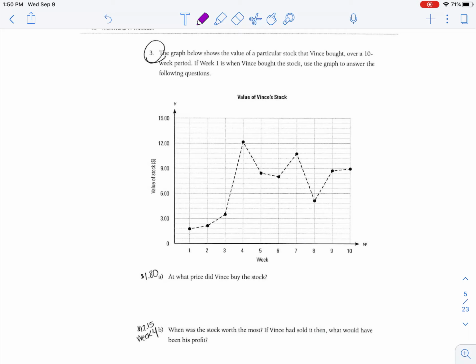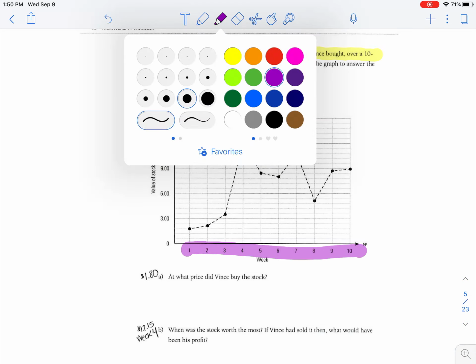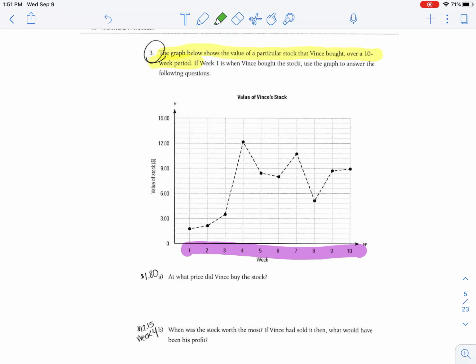Okay, so always analyze what the question is asking you and then analyze what this graph is. So first off, the graph below shows the value of a particular stock that Vince bought over a 10-week period. So let's make sure that's true. As you can see on the bottom here, this is in fact a 10-week period, okay? Then the value of that stock is on the left-hand side here, okay? So let's talk about that.